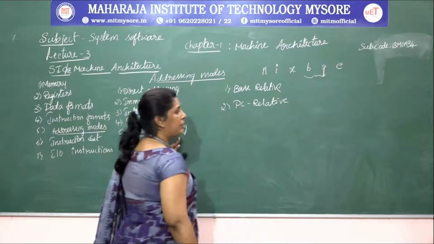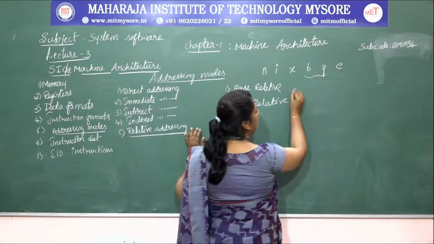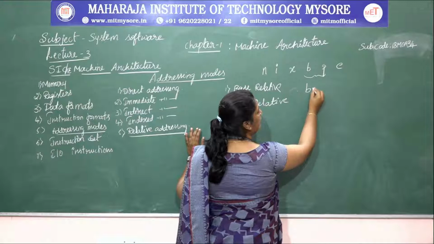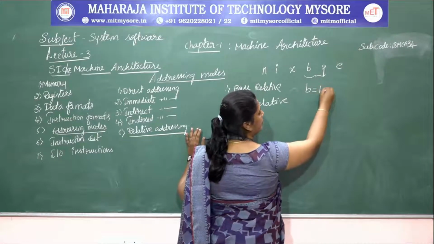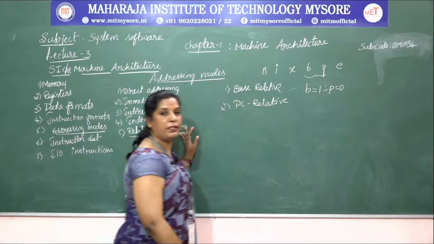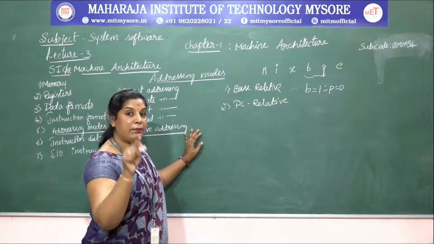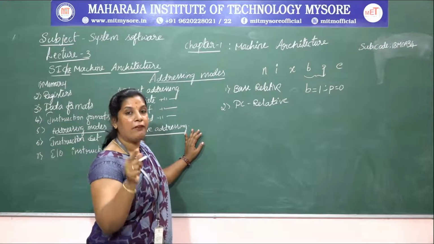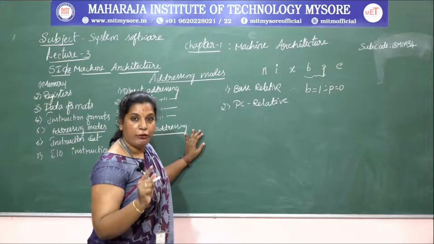So in the base relative addressing mode, the corresponding B bit should be 1 and P bit should be 0. If the E bit is 0, then it is format 3. If the E bit is 1, then it is format 4.